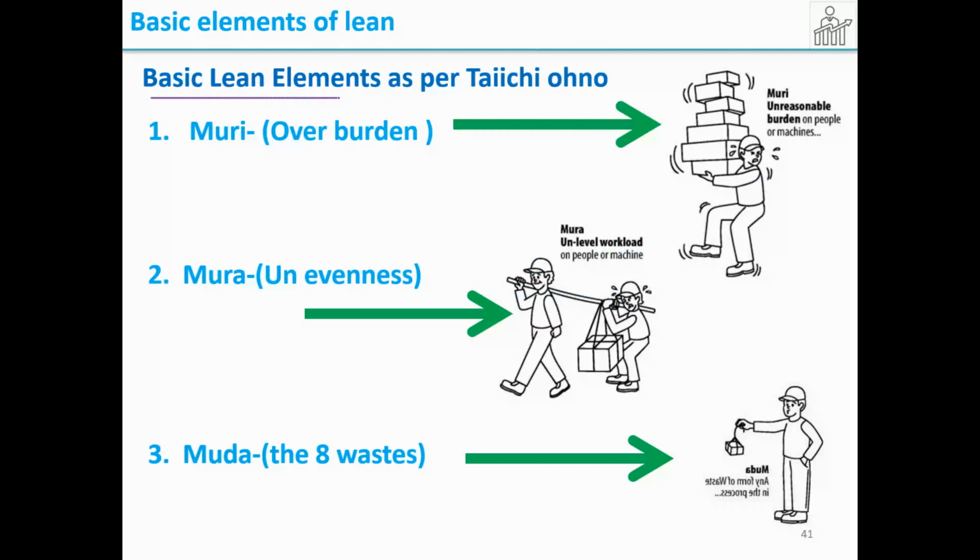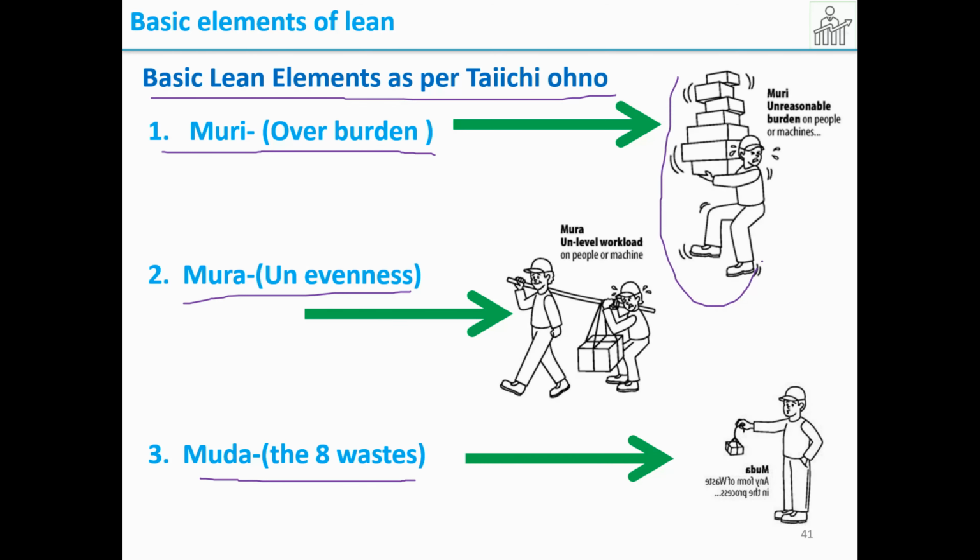So these are the basic elements of lean as per Taiichi Ohno. The first one is Muri. This is a Japanese word that means overburden. The second one is Mura, unevenness. The third one is Muda, the eight waste, which we can see in the coming chapters. So what is Muri? It is an overburden. That means people are putting more strength and effort to perform the task. So when there is more effort in performing the task, the output will be low.